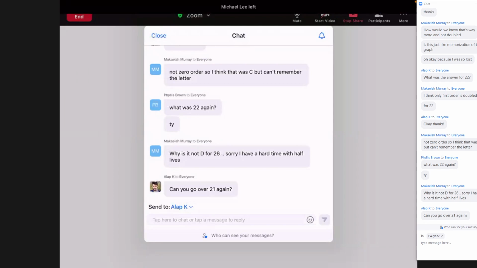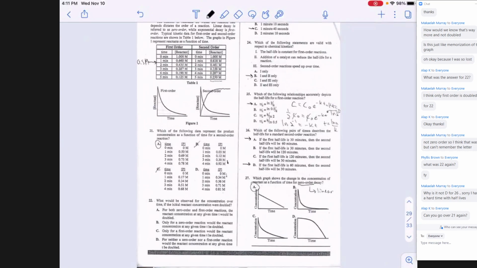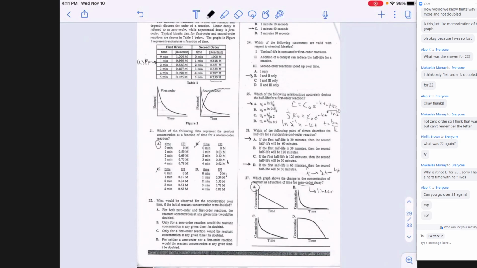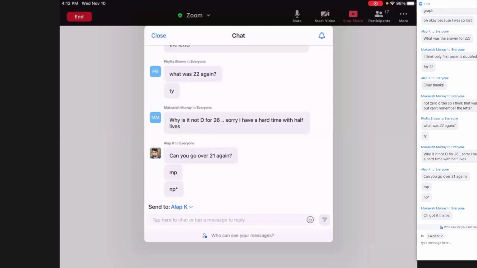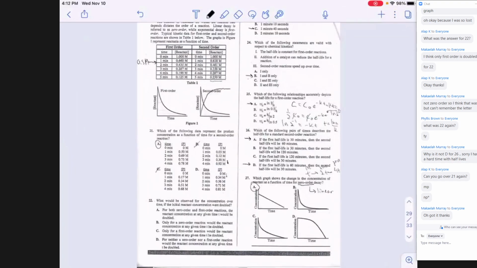Not D, because of the half-life. I'll do this and then I'll go over 21. Sorry about that. It's T, then 2T, then 4T, so on and so forth for each of the half-lives. First, second, third. So this is the opposite. It starts at 60, then it becomes half of that. That's a zero order, not a second order, for number 26. So when you see that trend, you know that this is zero order and the other one was second order. Okay, so 21. Let's go over it again.